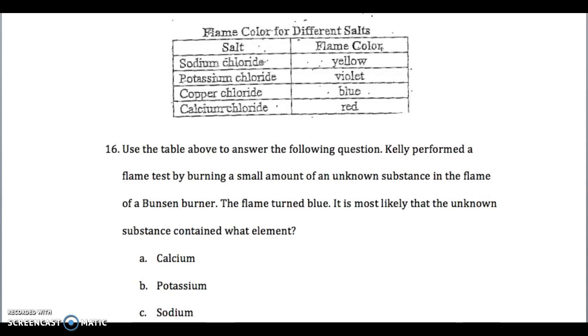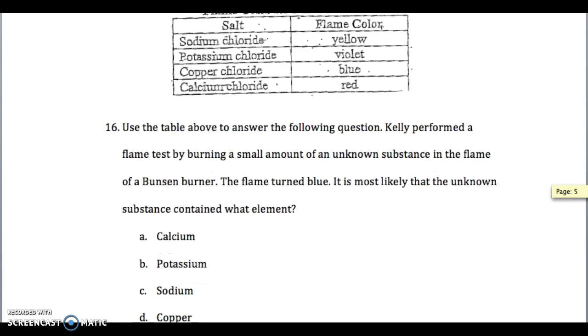Number 16. Use the table above to answer the following question. Kelly performed a flame test by burning a small amount of an unknown substance in the flame of a Bunsen burner. The flame turned blue. It is most likely that the unknown substance contained what element? A. Calcium, B. Potassium, C. Sodium, or D. Copper.